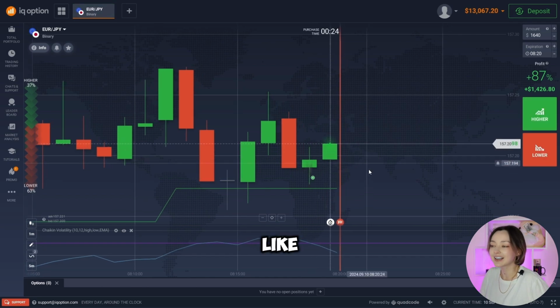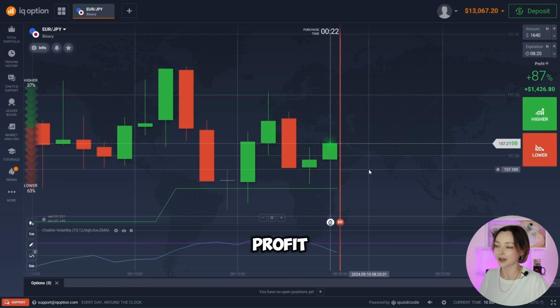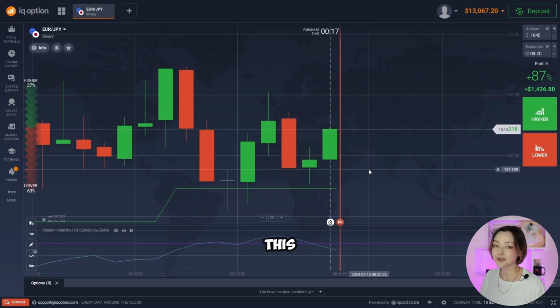So yeah, just like I said, the trade already closed in a profit, and I think we can sum things up at this point. As you can see, thanks to this strategy, I managed to make over 5 grand in literally a few trades, guys. And that's a truly impressive result.